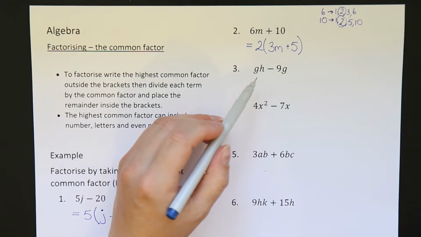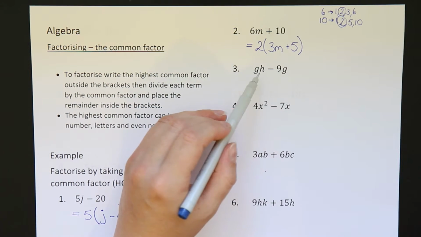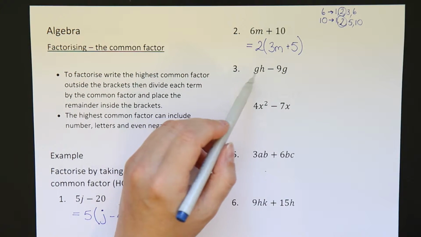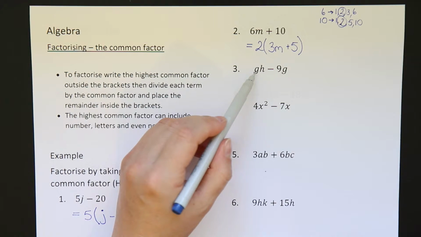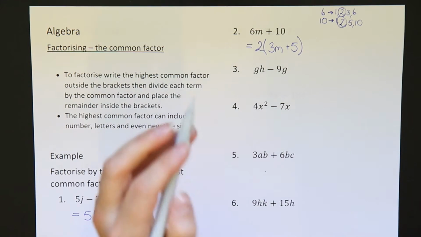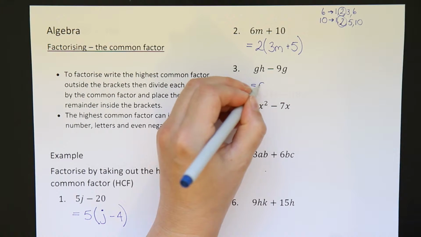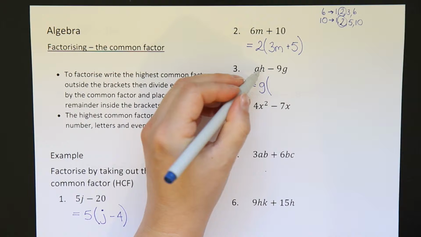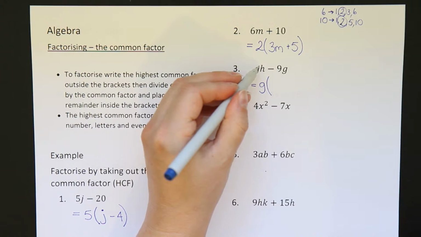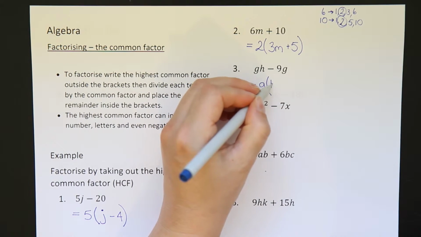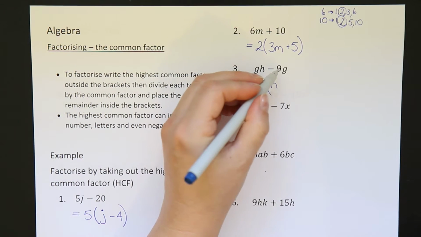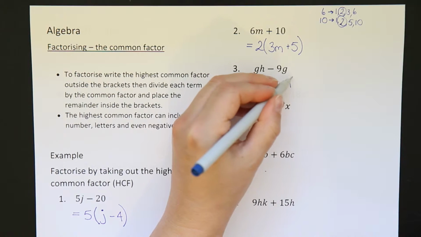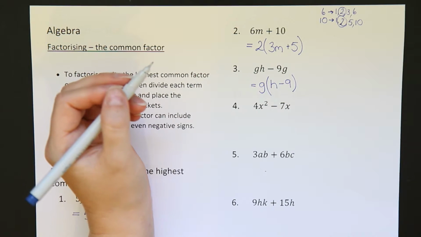Question 3. Alright, GH minus 9G. Well, there's not really any number here, so this time my factor is a letter. There is a G in both of these terms, so G is the factor at the front. If I divide this term by G, that means the G will disappear and I'll be left with the H. If I divide my second term by G, I will be left with the 9, so H minus 9 inside the brackets.